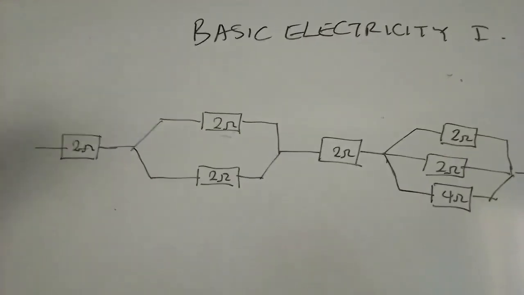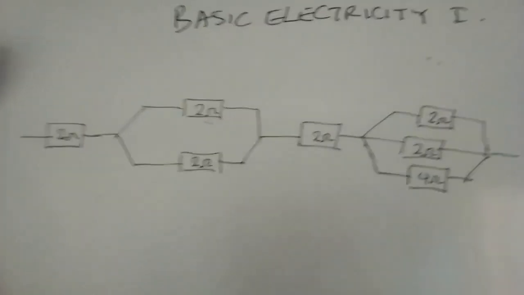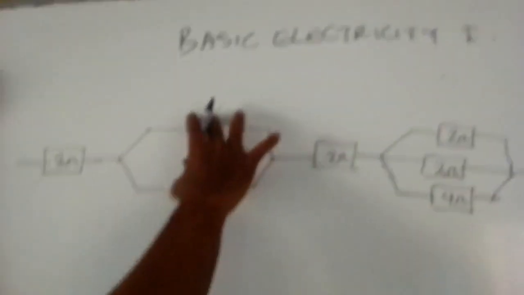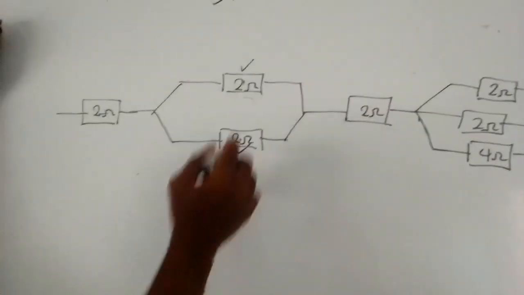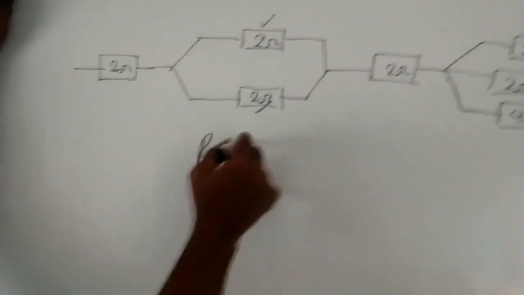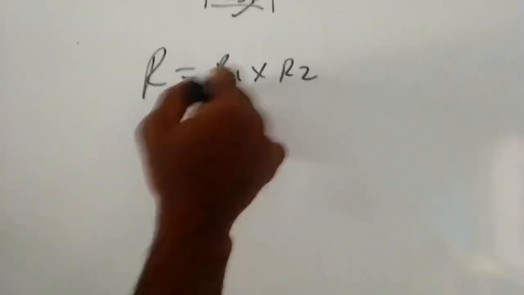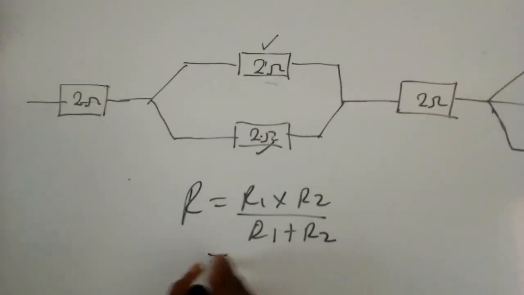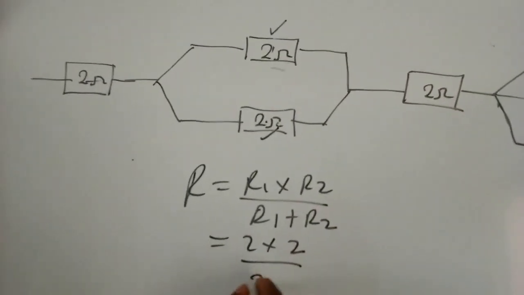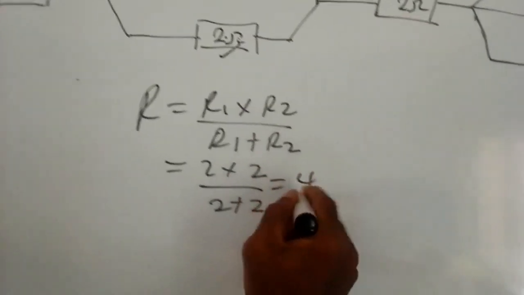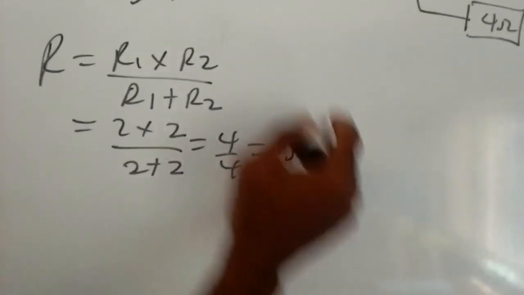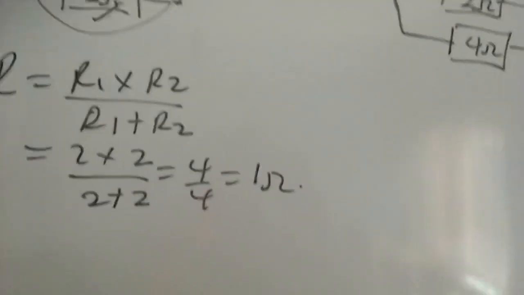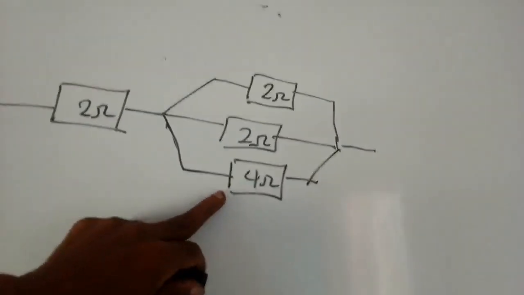To make it easy for you, start with the ones in parallel. Let's start with these 2 in parallel. Since they're in parallel, we can use the shortcut R1 times R2 all over R1 plus R2. Combining these 2 gives 2 times 2 over 2 plus 2, which is 4 over 4, 1 ohm. So when these 2 are combined, we get 1 ohm. Move on to the other set in parallel.